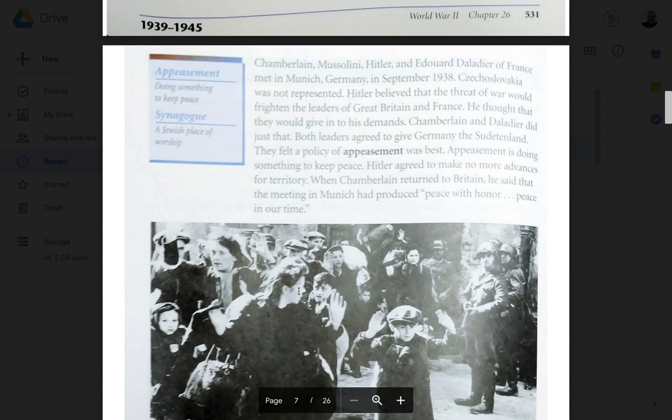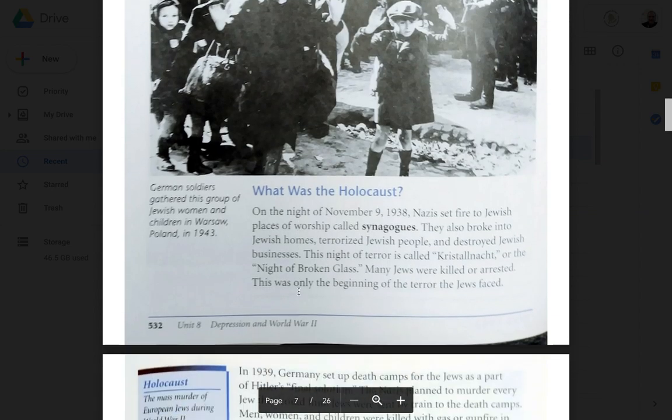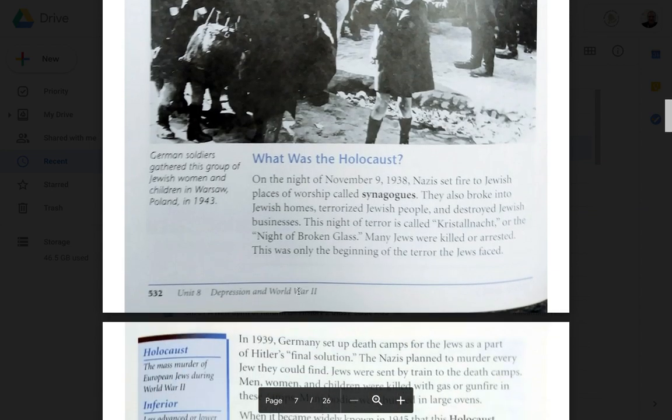He thought that they would give in to his demands. Chamberlain and Daladier did just that. Both leaders agreed to give Germany the Sudetenland. They felt a policy of appeasement was best. Appeasement is doing something to keep peace. Hitler agreed to make no more advances for territory. When Chamberlain returned to Britain, he said that the meeting in Munich had produced peace with honor, peace in our time. What was the Holocaust?